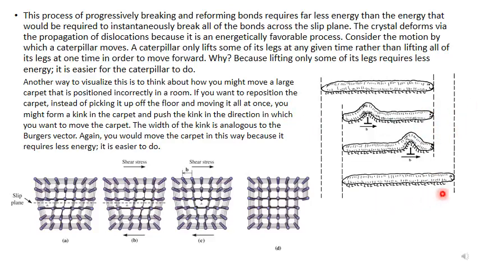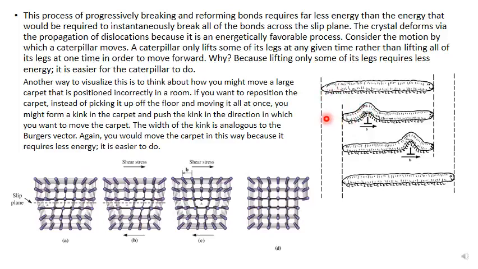For example, the caterpillar. This is a very lazy worm, and when it needs to move, instead of moving all its legs, it moves only a small portion of its back legs here, making a kink, and then pushes the kink through her body to make the movement.